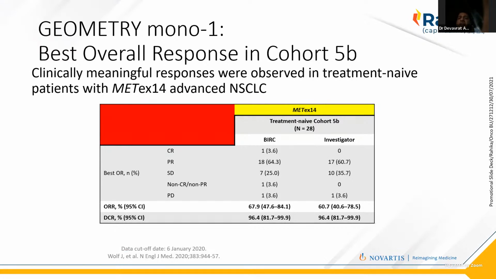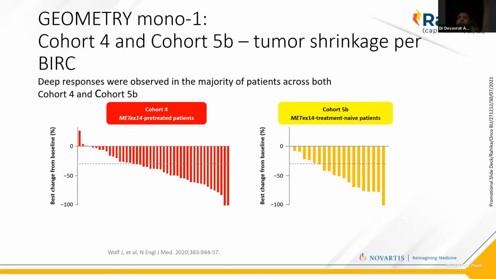So cohort 5B is the response rate in the treatment naive population. Again, very impressive overall response rates at 68% and disease control rates of 96%. So superior overall responses and disease control rates in the population of patients who are treatment naive compared to those who are previously treated. Next slide, please. Now, when you look at tumor shrinkage, when we talk about overall response rates, obviously we look at RECIST criteria, but when you look at tumor shrinkage, the majority of patients in both the cohorts had some tumor shrinkage on capmatinib. Next slide, please.